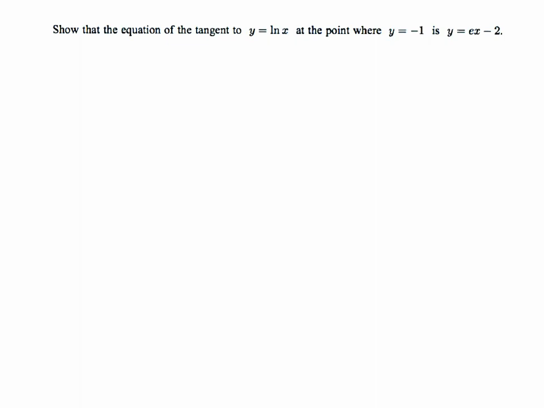Show that the equation of the tangent to y is equal to ln of x at the point y is equal to -1 is y is equal to ex minus 2. So here we're given y is equal to ln of x. That has a graph of when ln 1, you're at 0. So it needs to pass through 1. And it has a shape that looks similar to this.